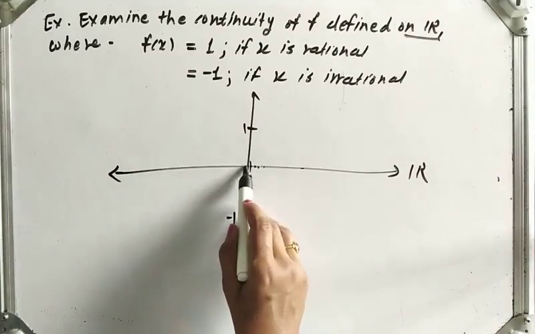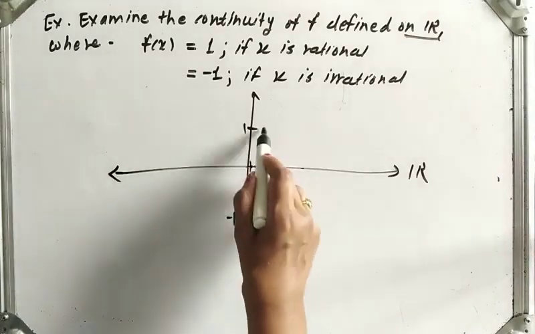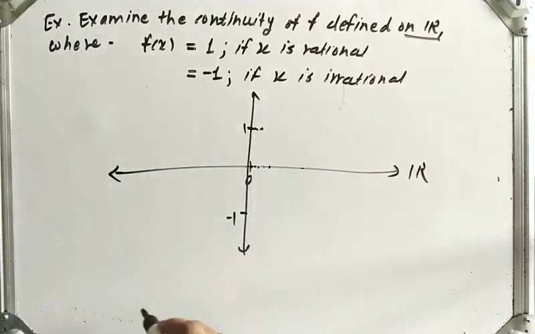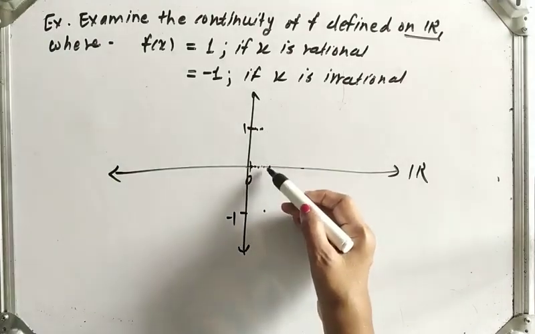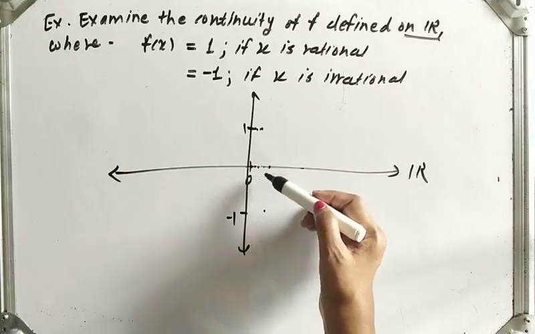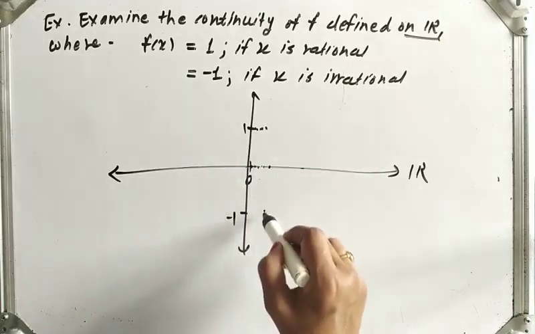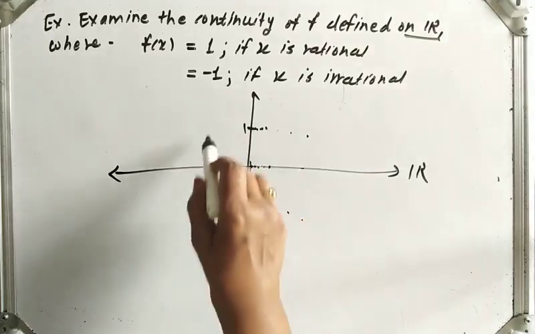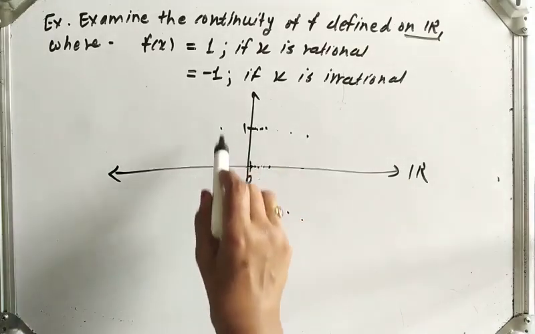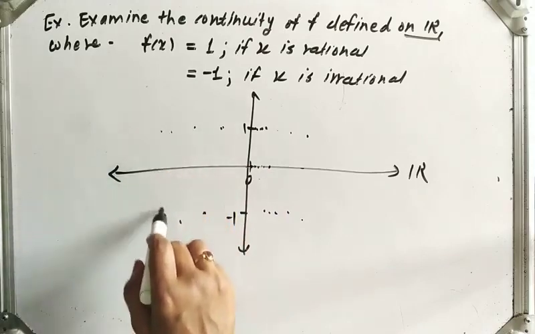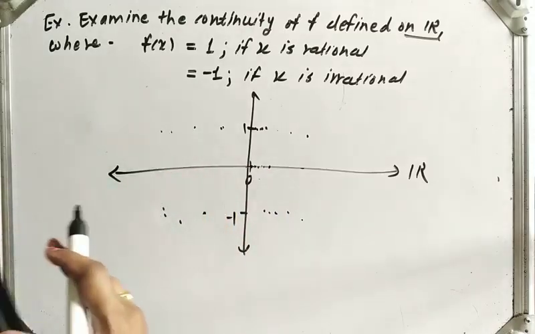Okay, if the number is rational, then its image is 1. And if it is an irrational number, then its image will be minus 1. So the graph will be like this: if rational then 1, irrational minus 1, rational, irrational, rational, irrational, like this. Here also if the number is rational, its image is here, irrational, image here, rational, irrational, like this. Okay, so this is the given function.